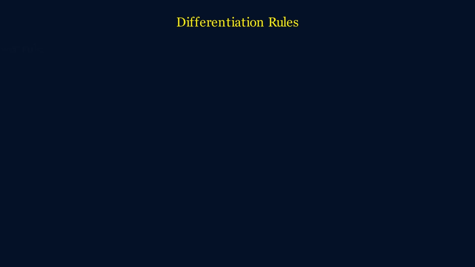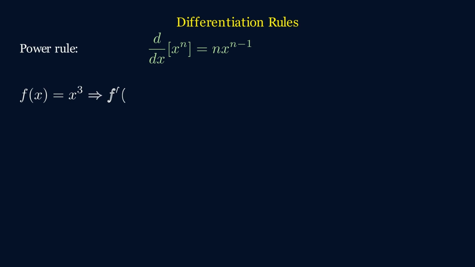Now the power rule. This is the one you'll use all the time. If f of x equals x to the n, the derivative is n times x to the n minus 1. Let's go through some quick examples. If f of x equals x cubed, the derivative is 3x squared. Notice, the 3 in front came from the exponent, and the exponent itself dropped by 1.